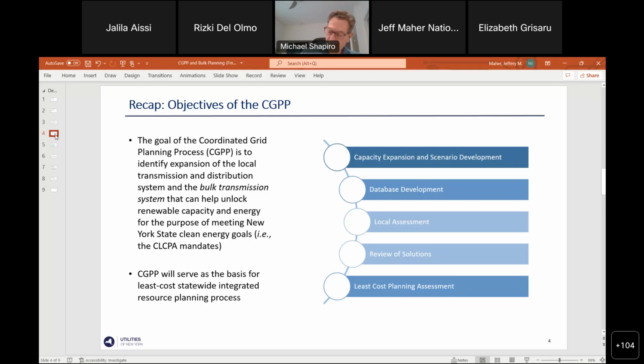So CGPP is really broken into these 5 pieces here on the right-hand side of the screen. To speak to the end-to-end overview of what the process will look like, we're going to start with capacity expansion modeling. Anybody who is familiar with what the NYISO has been doing in their system and resource outlook, this will look very similar. But the goal of the capacity expansion model is to get an idea of what 2030 or 2035 or 2040 will look like.